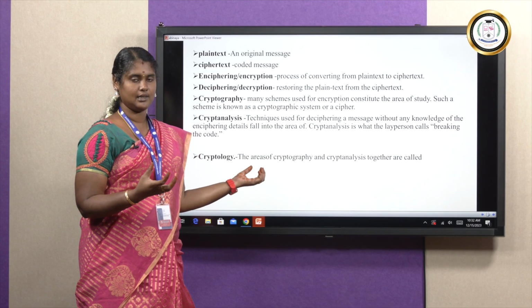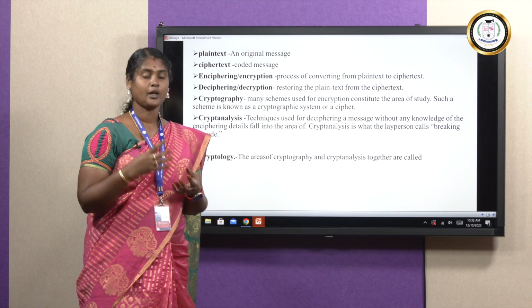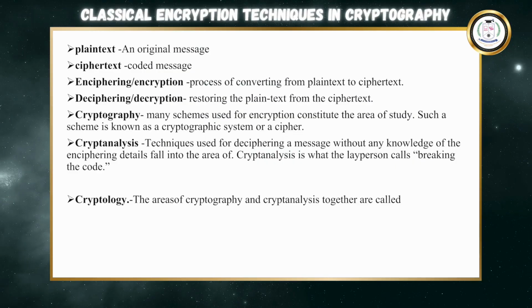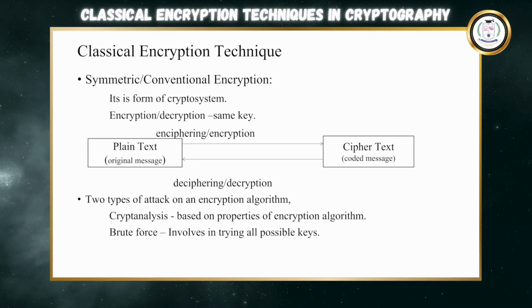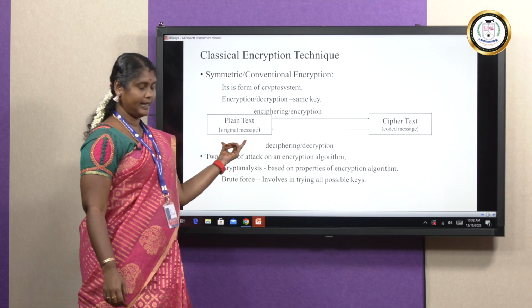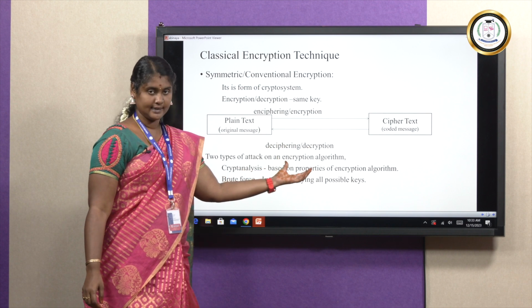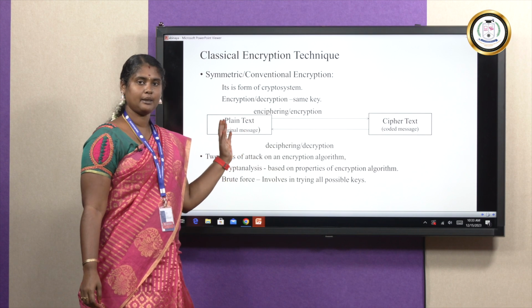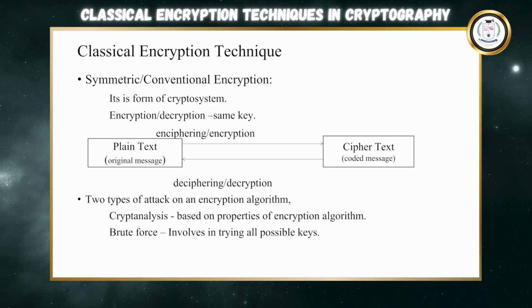Those who study cryptology need to know how to encrypt the data and also how to decrypt it back to the original message. There are two names for this classical encryption technique: symmetric and conventional encryption model. Using an encryption algorithm, you convert plain text into ciphertext, and to retrieve your original data, you need to apply decryption.